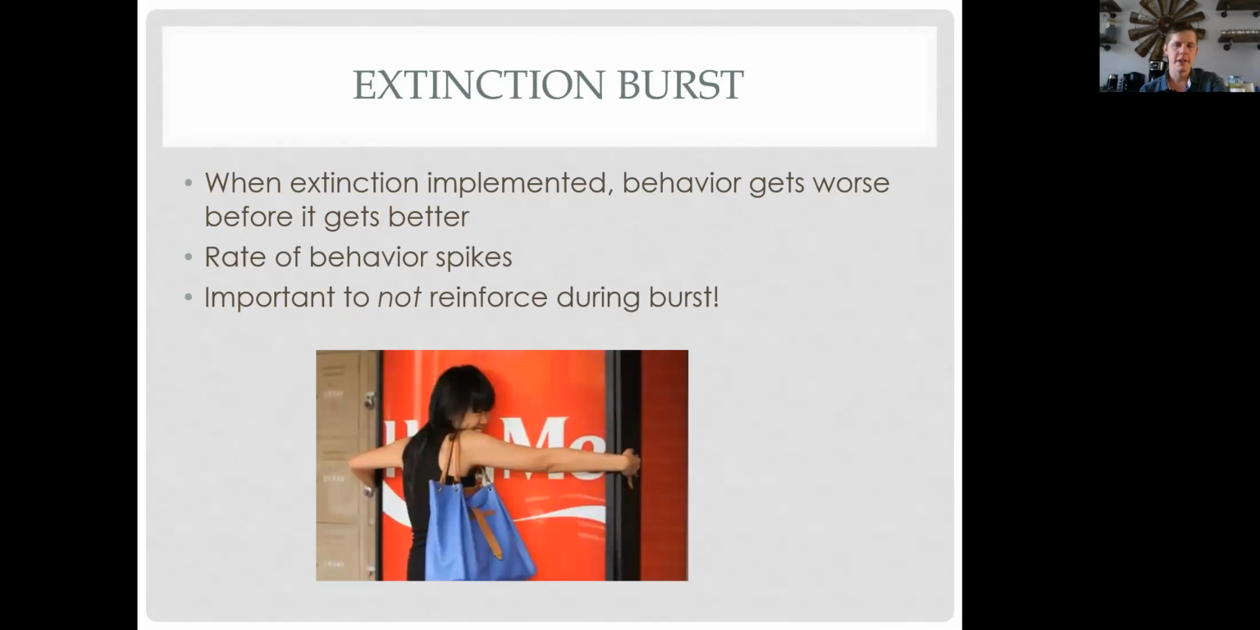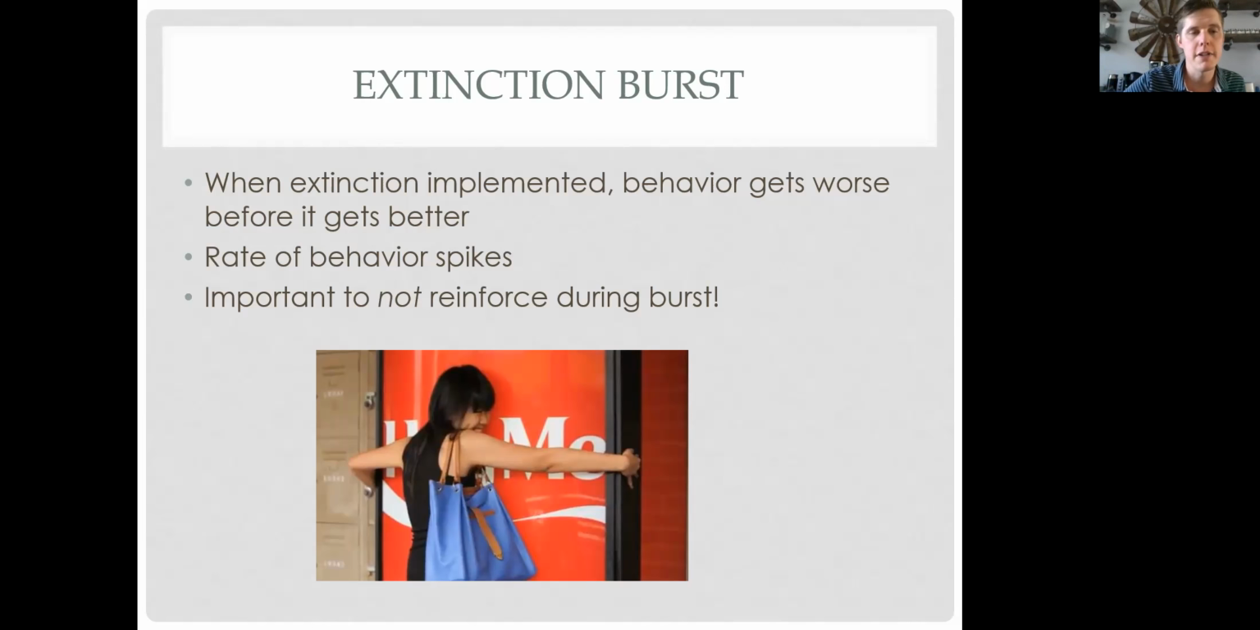So when extinction is implemented, behavior frequently will get worse before it gets better. You'll see an actual spike in behavior. It's quite important not to reinforce during these bursts, especially if you're purposely trying to decrease the behavior. So if you wanted to decrease some behavior like barking to get food or something like that, the first thing that you're going to see is that the barking will go up once you start implementing extinction. If you give in then into your extinction process and go ahead and give your dog food, then you've essentially ended up incidentally, or you didn't mean to, but you end up reinforcing more extreme sort of topographies of the behavior than before.